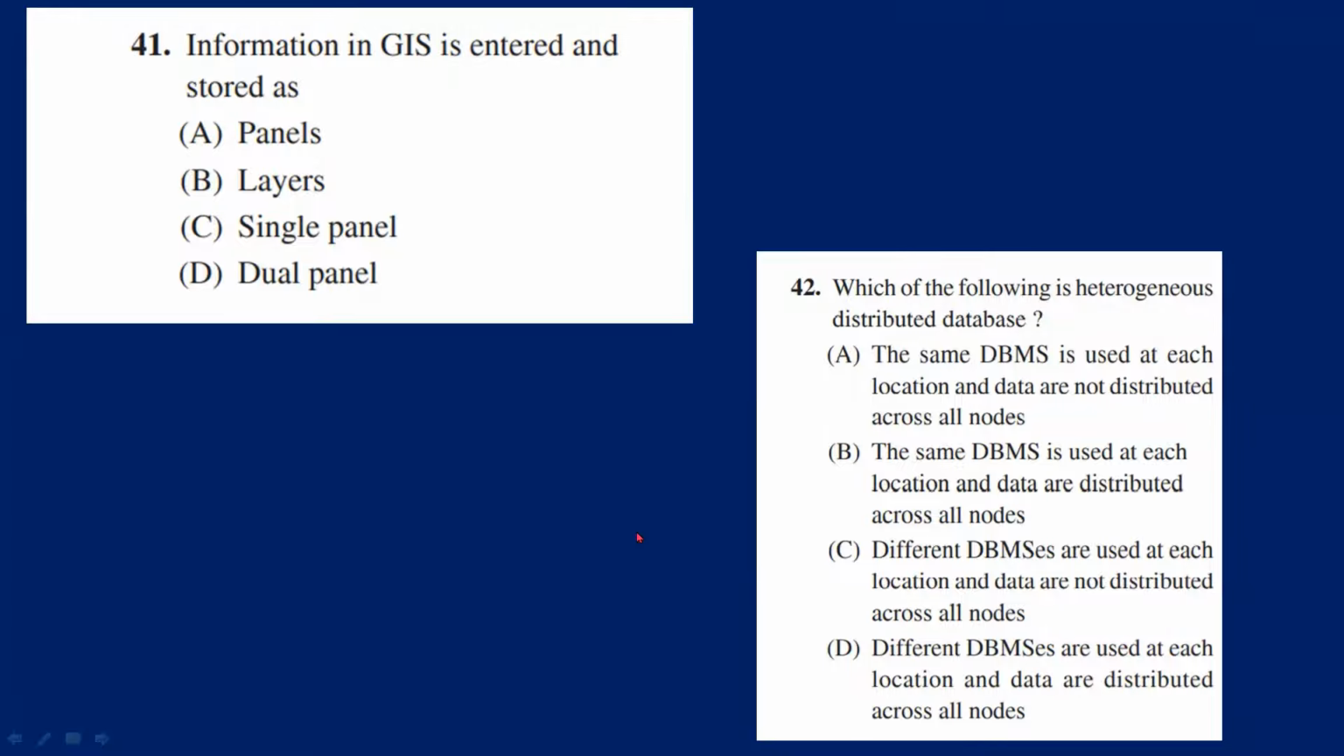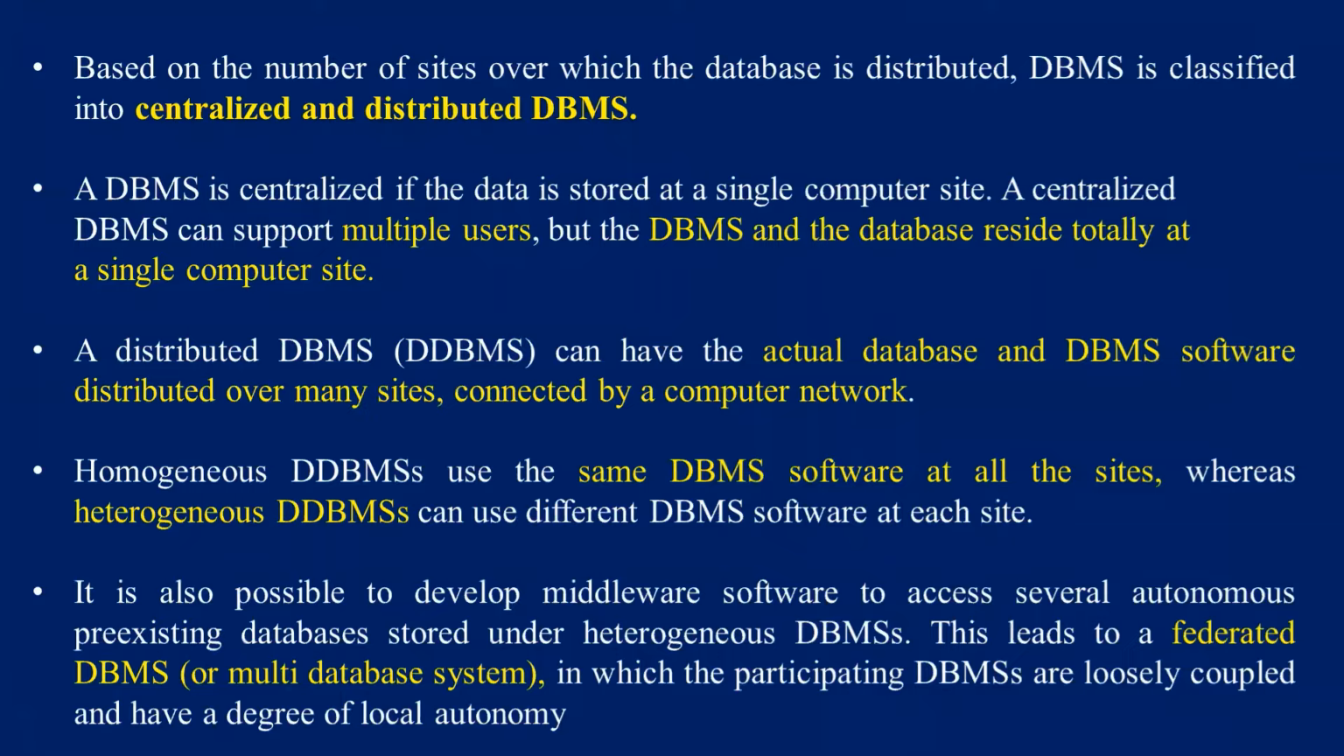But if it is a homogeneous distributed database, the same DBMS will be used at all those locations. So here the right answer would be option D. As I told, you have two types of DBMS, centralized and distributed. A DBMS will be called a distributed DBMS only when the actual database and the DBMS software are distributed across many sites or many nodes.